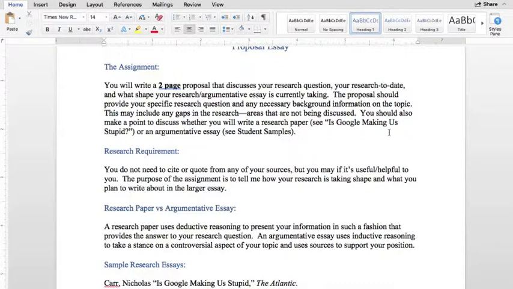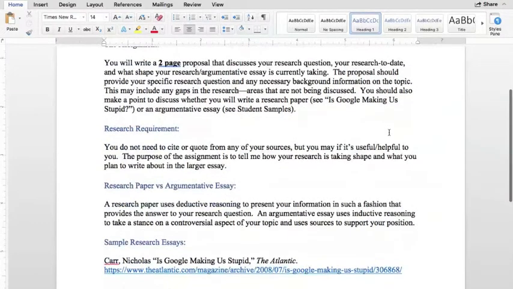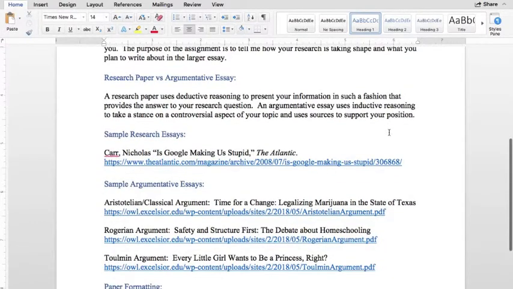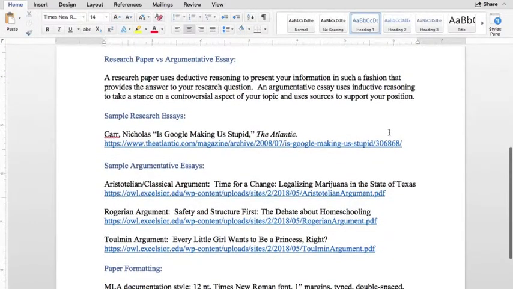So I don't need a lot here. It's just those aspects of your research. Really, this is you saying what you found and what you're going to do with it, simply put. So, some key differences here between the research paper and an argumentative essay.